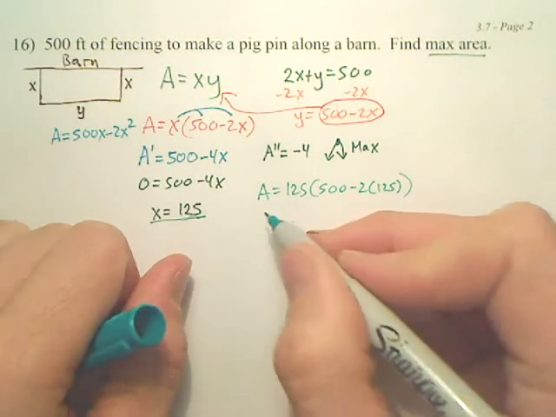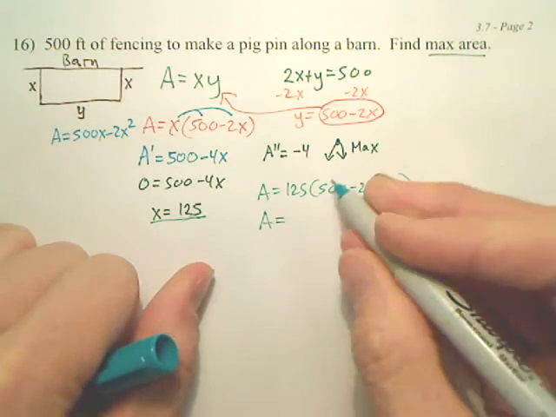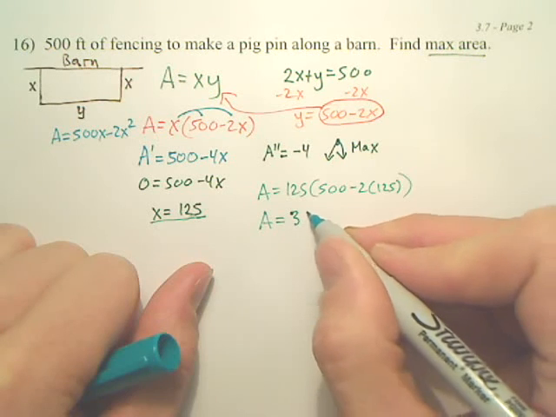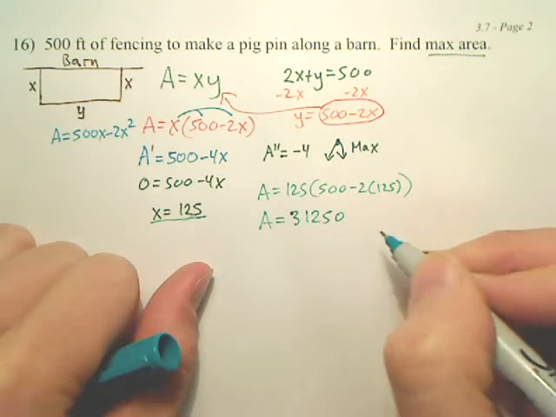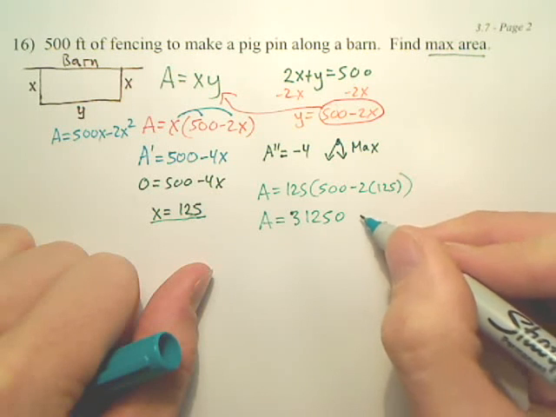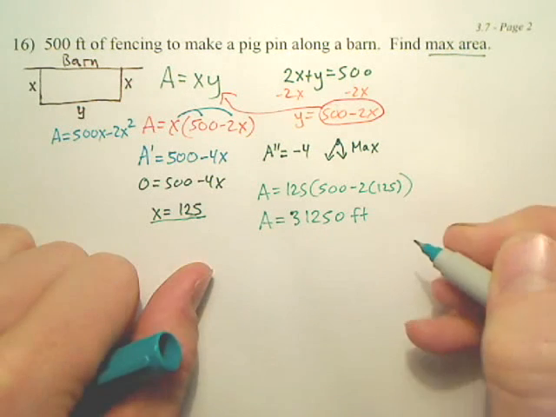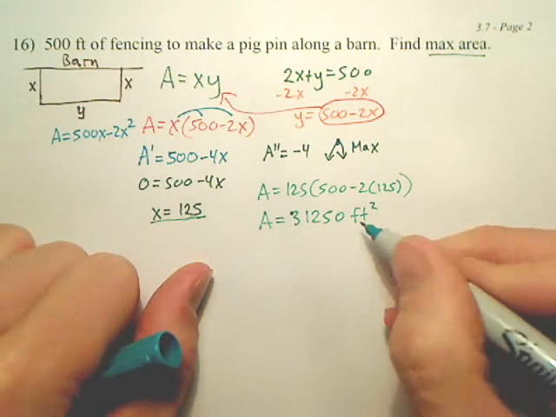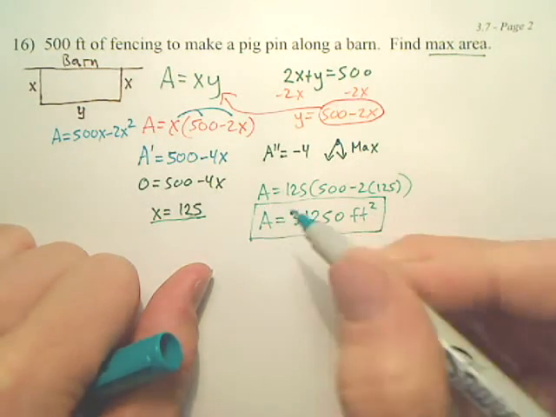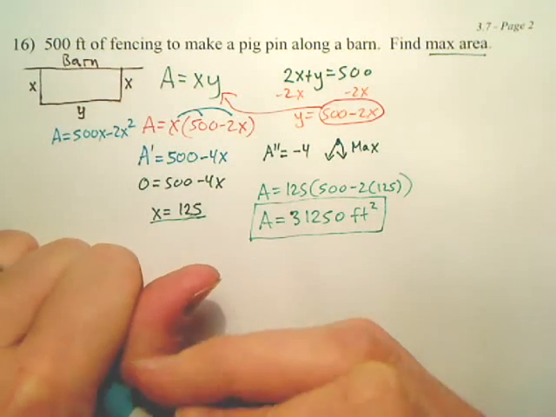And when you do all this math, what do you get for your area? 31,250. Now, it is what dimension? Feet. And if it's area, isn't that square? It's pretty important to get used to these dimensions. That would be the maximum.